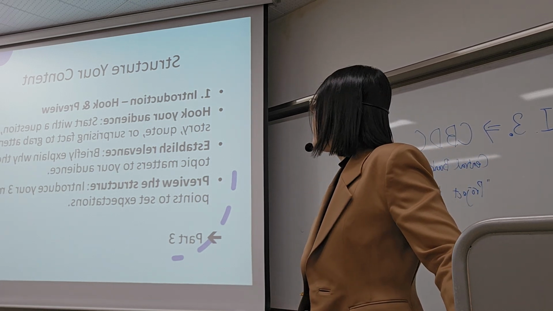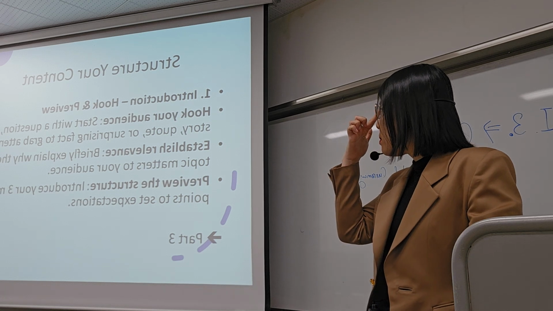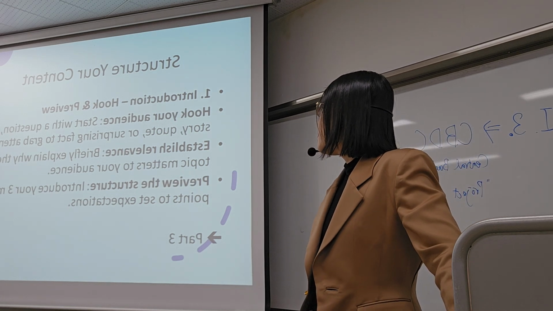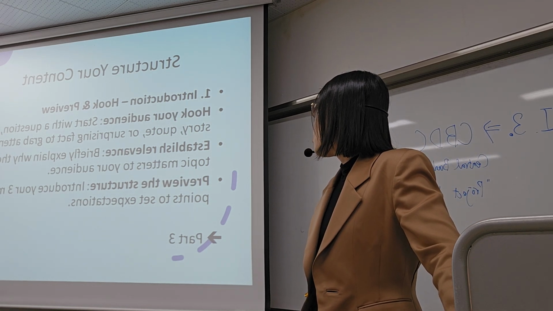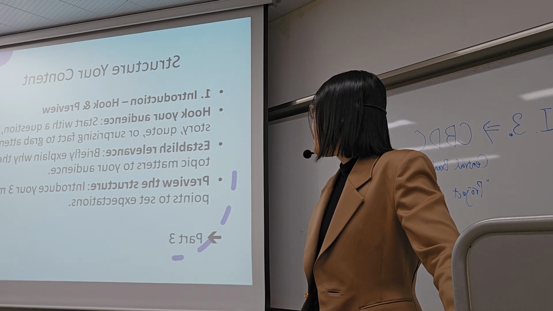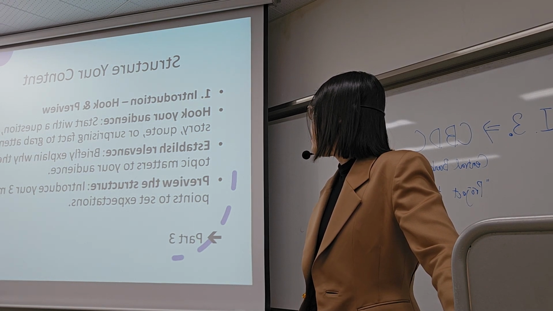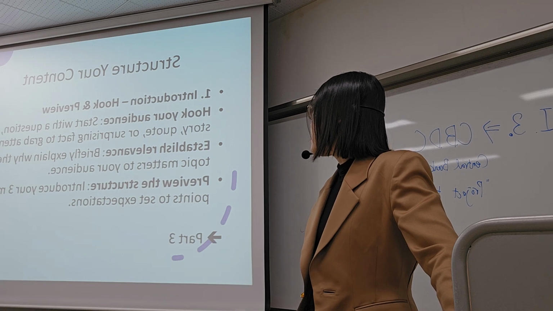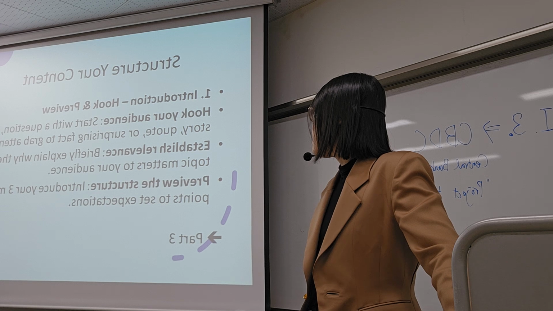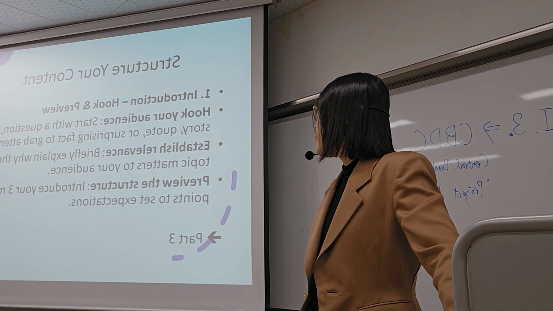Structure your content: introduction, hook, and preview. Hook your audience. Start with a question, story, plot, or surprising fact to grab attention. Establish relevance. Briefly explain why the topic matters to your audience. Preview the structure. Introduce your 3 main points to set expectation.